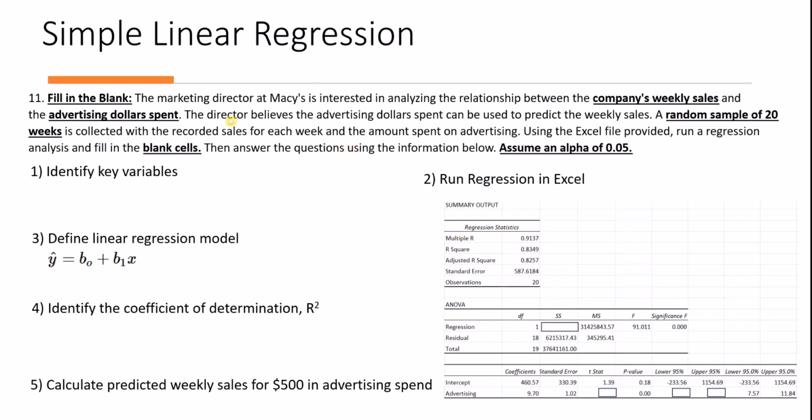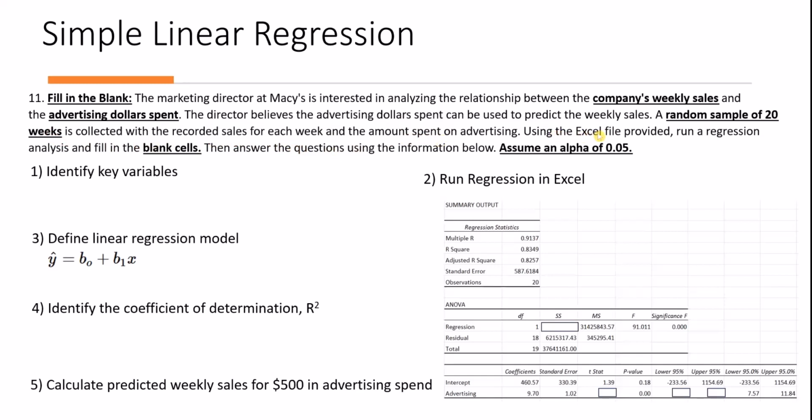So the marketing director at Macy's is interested in analyzing the relationship between the company's weekly sales and the advertising dollars spent. The director believes that advertising dollars spent can be used to predict the weekly sales. So they did a random sample of 20 weeks. They collected and recorded the sales for each of the weeks and the amount spent on advertising.